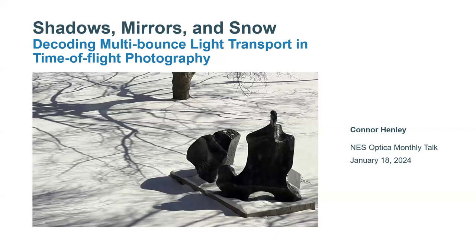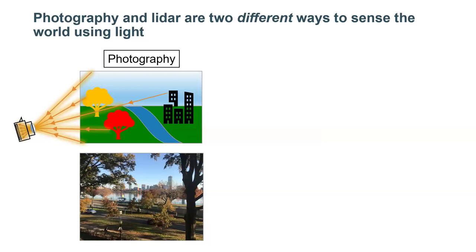Time of flight photography combines two different ways of sensing the world using light: photography and LIDAR. Everybody here is familiar with photography. In photography, you point your camera at the scene that you want to image. Light travels from the scene to your camera's aperture, where the lens forms it into an image on the sensor plane. Your image sensor records a measurement that's equivalent to a 2D measurement of the intensity of incident light as a function of the incidence angle.